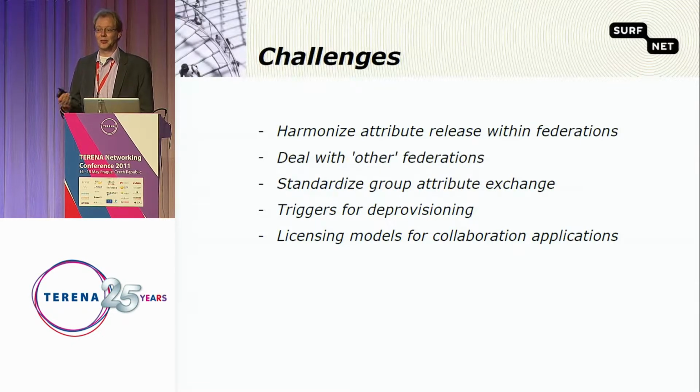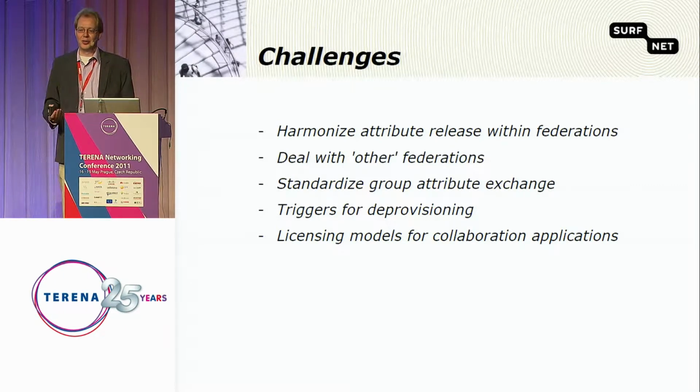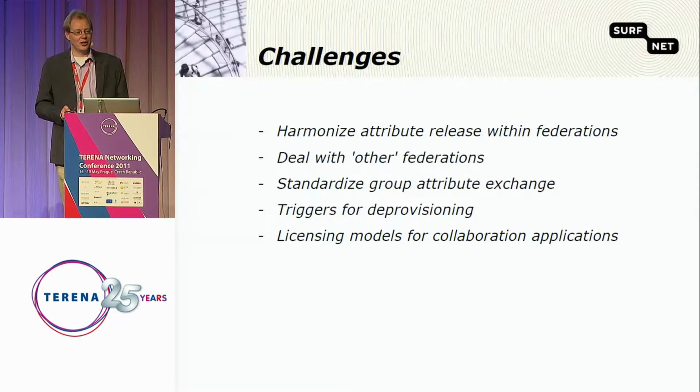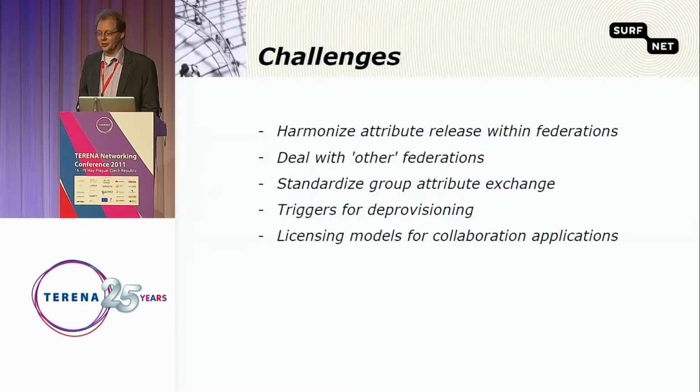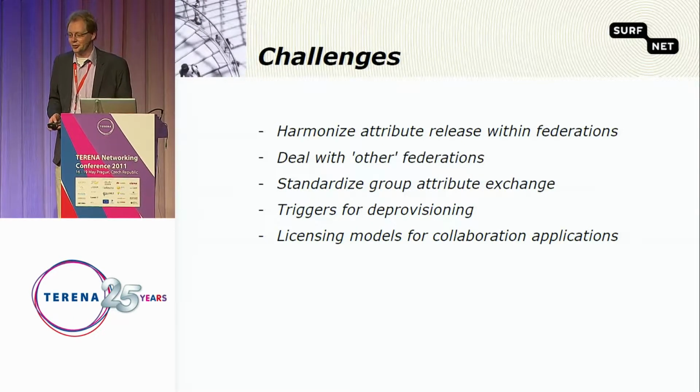If we would have only one set, it would be so much easier for service providers to implement it because they know what to expect. We need to deal with the other federations out there, the OpenID federations, for example, and make sure that we can interoperate with them. And there are some interesting initiatives there going on recently. We need to standardize group attribute exchange. Otherwise, we will see many, many implementations, and everybody will reinvent the wheel.